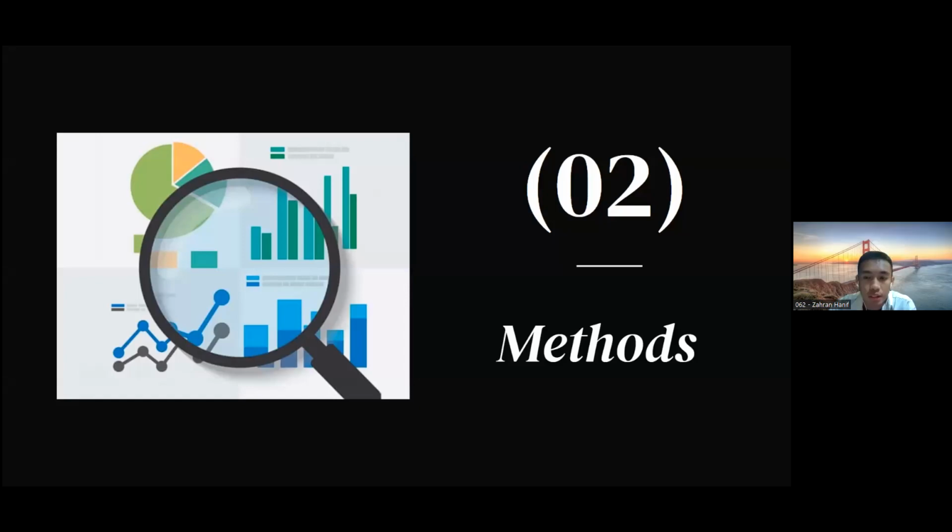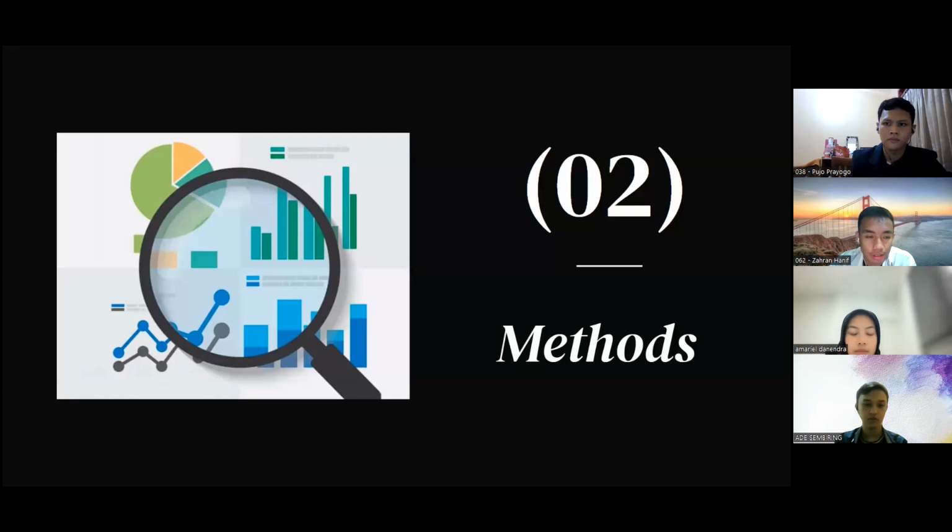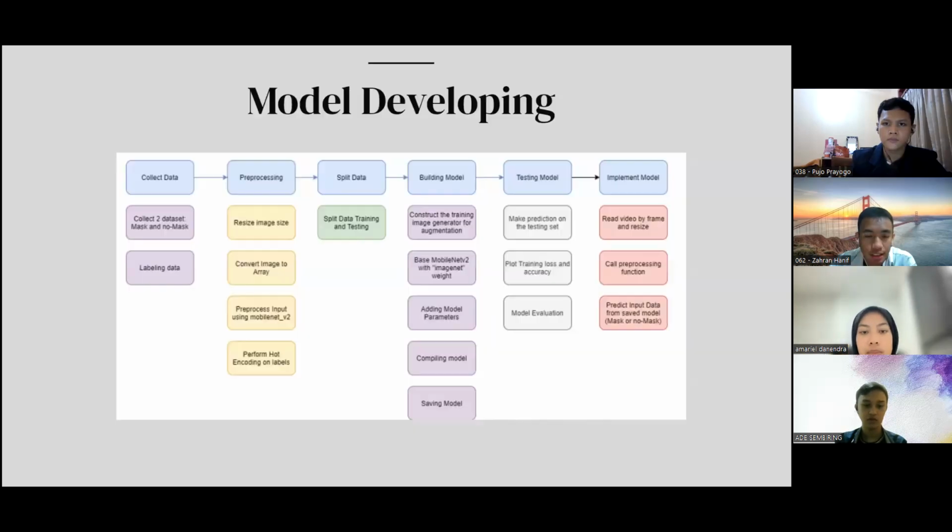Okay, now we will talk about the methods of developing the model. We have 6 methods. First of all is to collect the data. So in here we have to collect 2 data sets, which are mask and no mask. And then after that, we have to label both of the data. After that, we do the pre-processing. In here we have 4 steps.